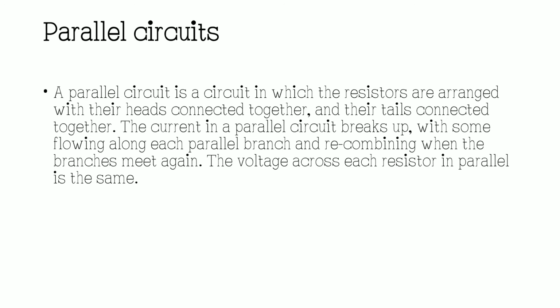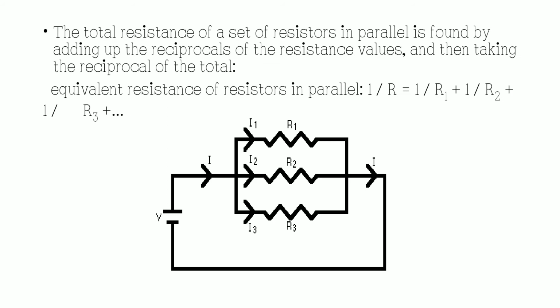So now we will talk about parallel circuits. A parallel circuit is a circuit in which the resistors are arranged with their heads connected together and all their tails connected together. The current in a parallel circuit breaks up with some flowing along each parallel branch and recombining when the branches meet again. The voltage across each resistor in a parallel circuit is the same.